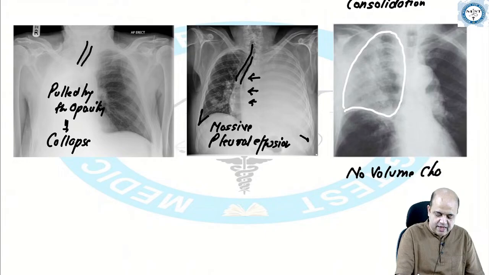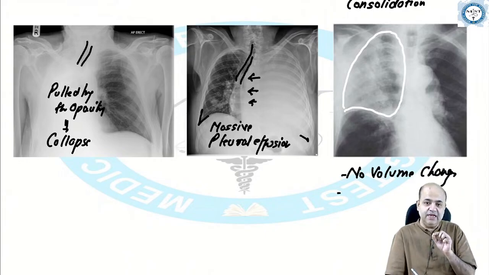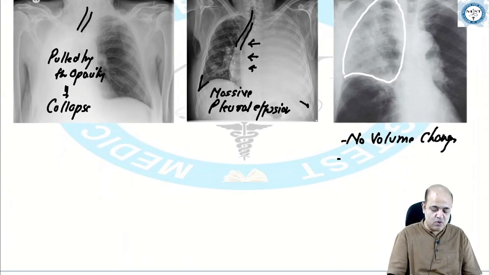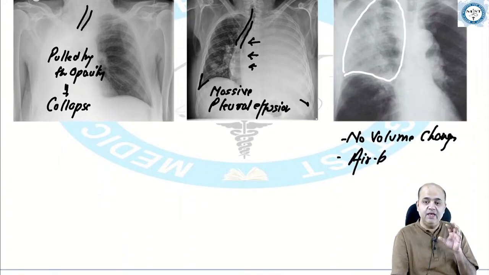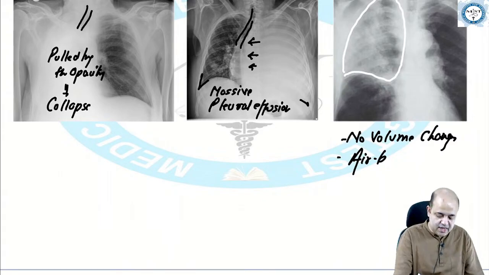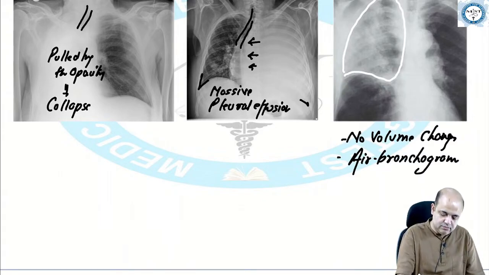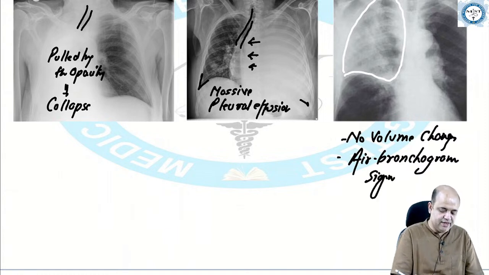And how do we diagnose consolidation? We diagnose it with the help of a sign that is called the air bronchogram sign. We can see the air in the bronchus. Air bronchogram sign is present.